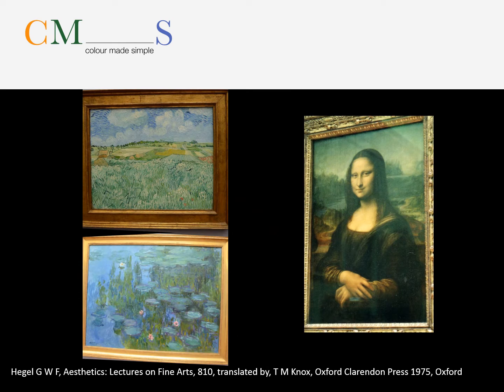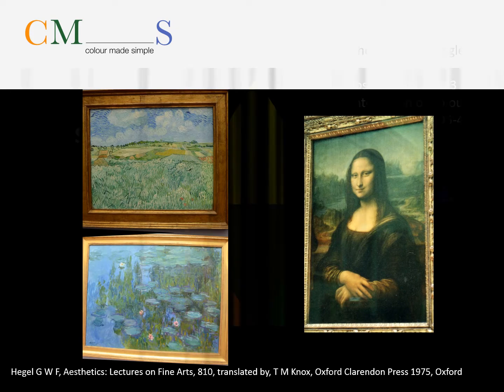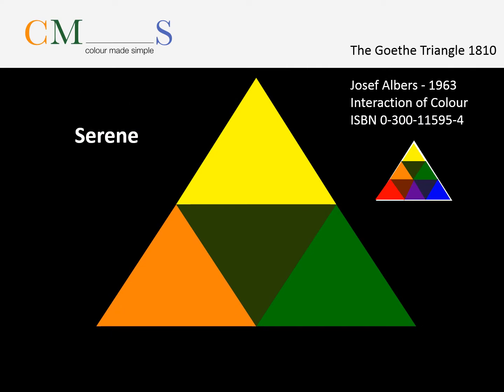Whereas from Hegel, shape, distance, boundaries, contours, in short all the spatial relations and differences of objects appearing in space are produced in paintings only by colour. Albers related colours in the Goethe triangle to moods, in this case serene.